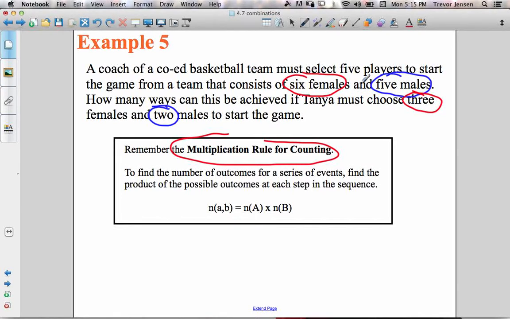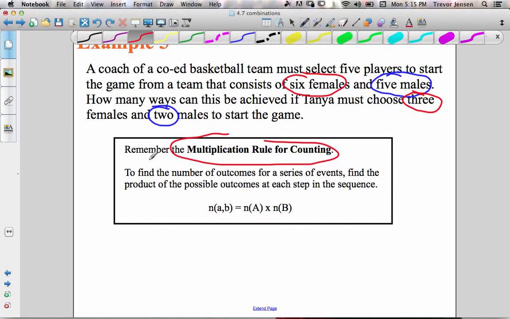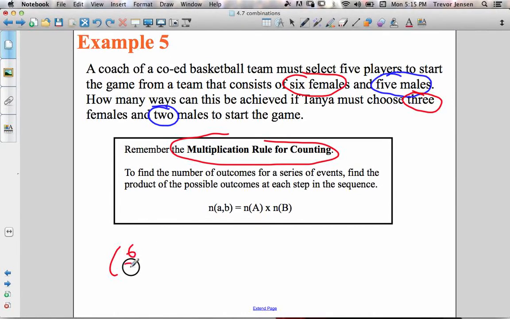If I need to make a starting lineup that has 3 females and 2 males, figure out how many ways I could pick 3 females from the 6, and multiply that by how many ways I could pick 2 males from the 5. So let's write that out. To figure out the number of starting lineups, I need to do 6 choose 3. That'll tell me how many ways I could choose 3 girls from the 6 that are on the team.